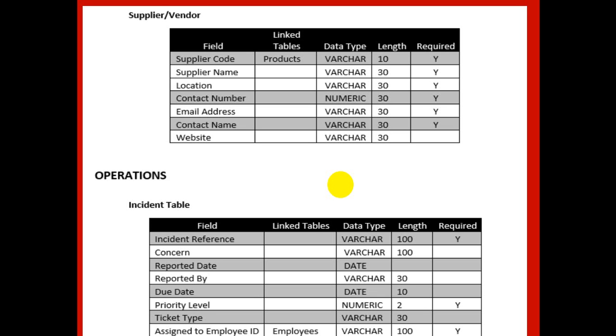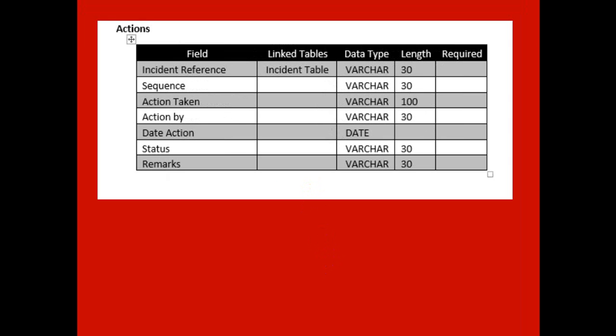You'll have the incident reference. This reference is the ticket reference for the customer's requests or customer incidents, concerns in general, and it will be the point of reference for the priority level and the assigned employee ID at the same time. Under actions, of course, you still have the incident reference, and that is linked to the incident table for its reference.